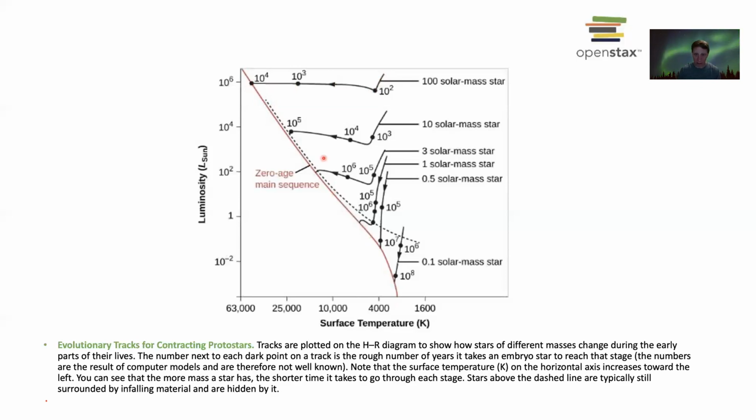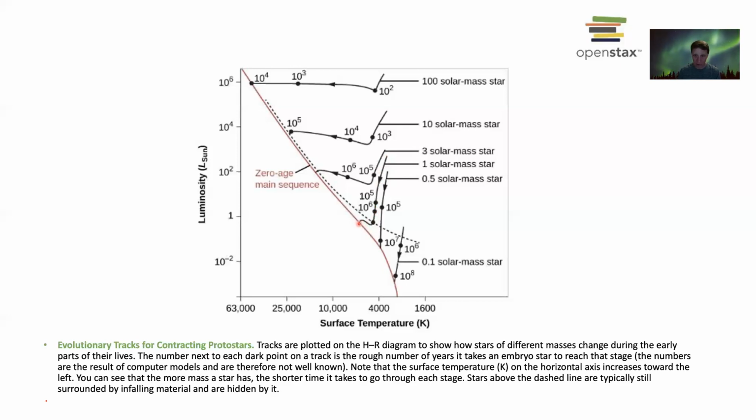And then a one solar mass star, such as our sun, takes a lot longer to get down to that point. So we're looking at 10 to the 7, so it's about 10 million years to get down to here, maybe 100 million years, and then eventually ends up on the main sequence, but much farther down.